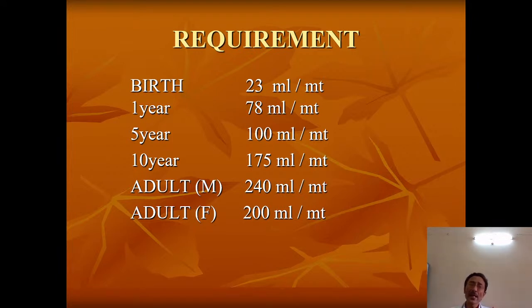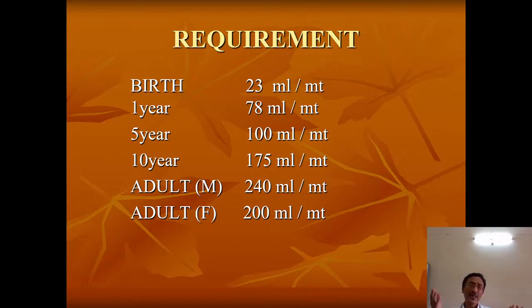So assuming that he is breathing 12 times a minute, the requirement is around 240 ml per minute, the tidal volume is 500 ml, and the respiratory rate is 12. The alveolar ventilation is 6 liters per minute. So to provide 240 ml of oxygen to the cells, there has to be alveolar ventilation of 6 liters per minute.